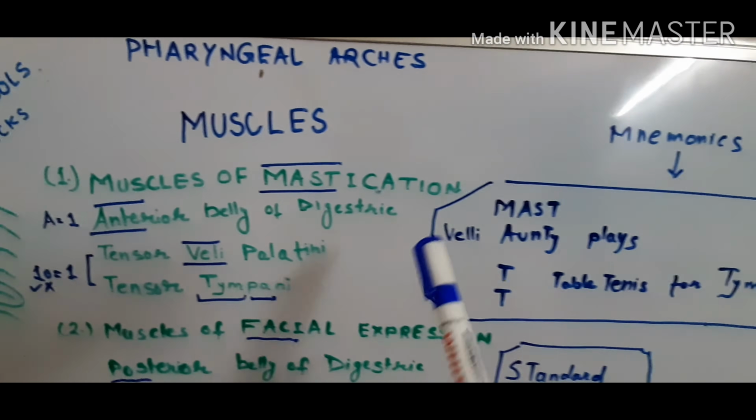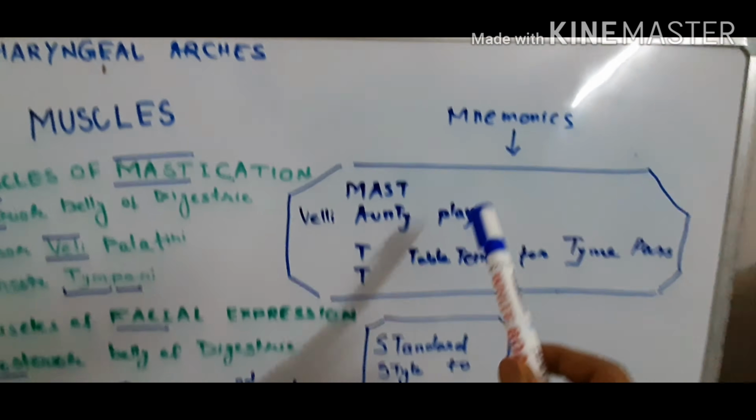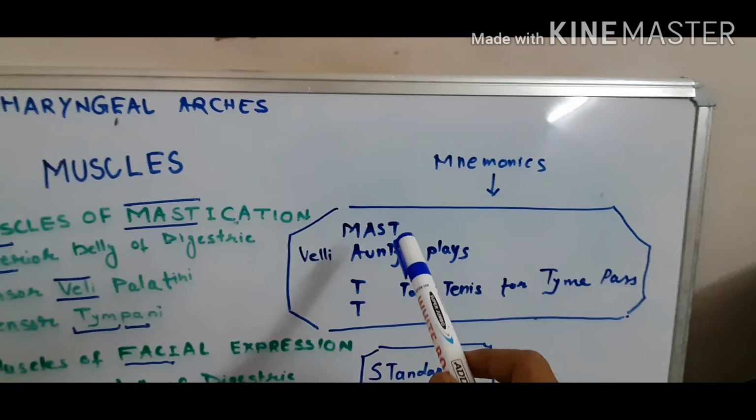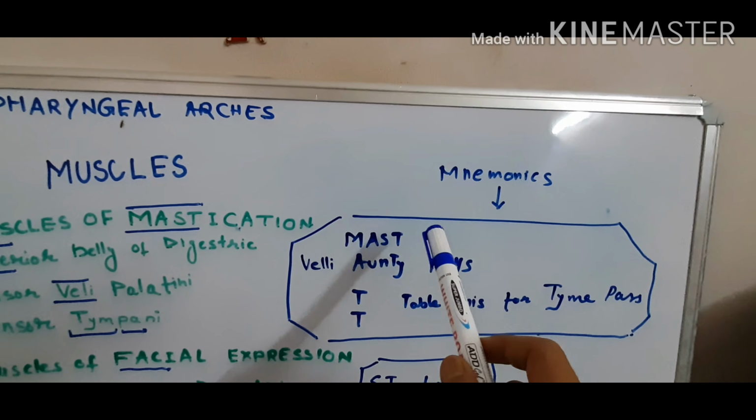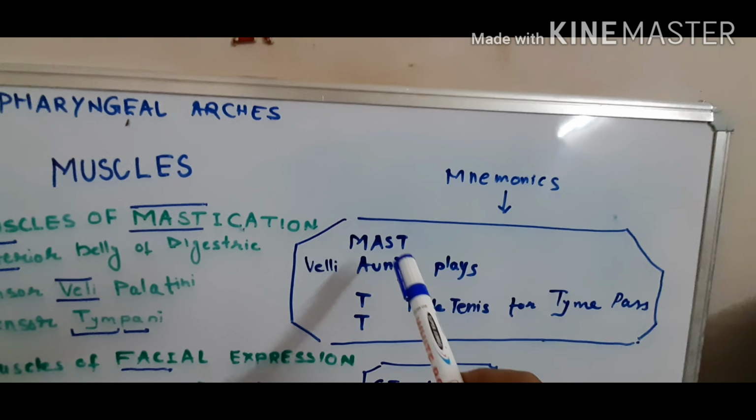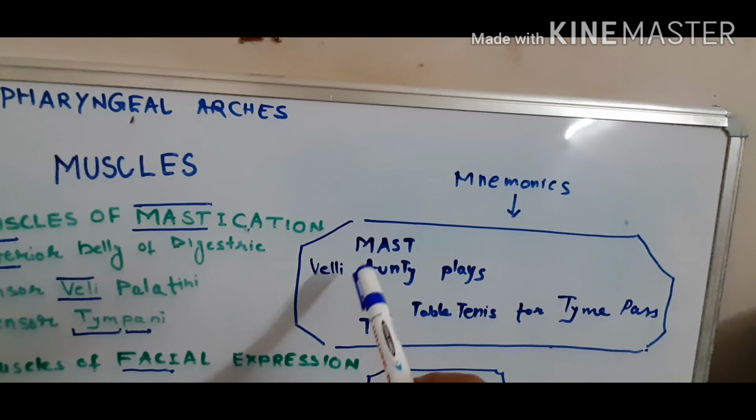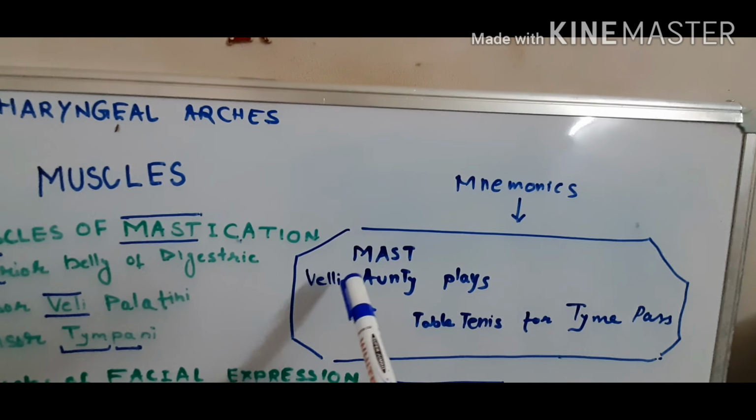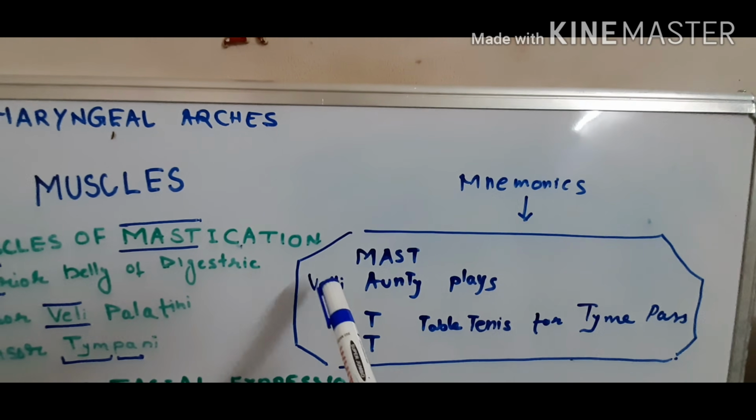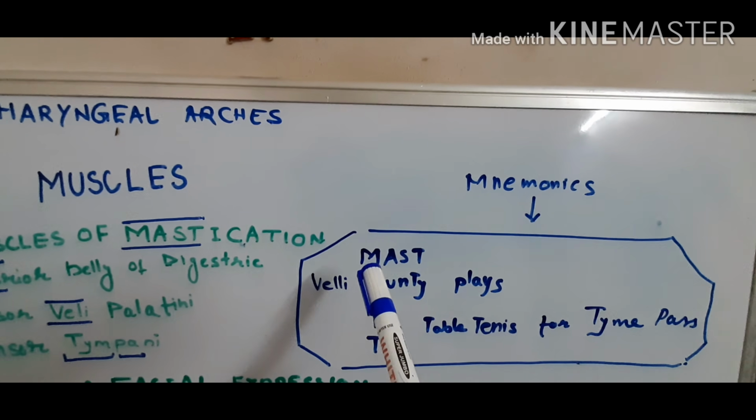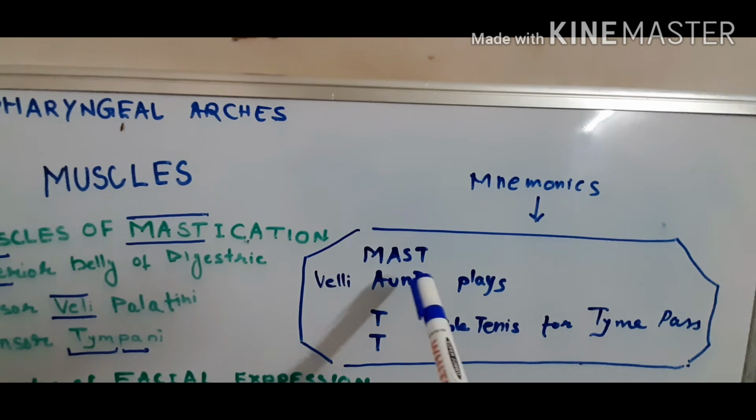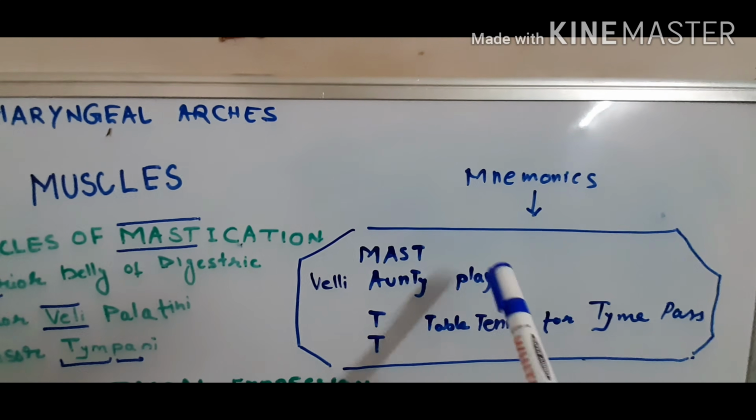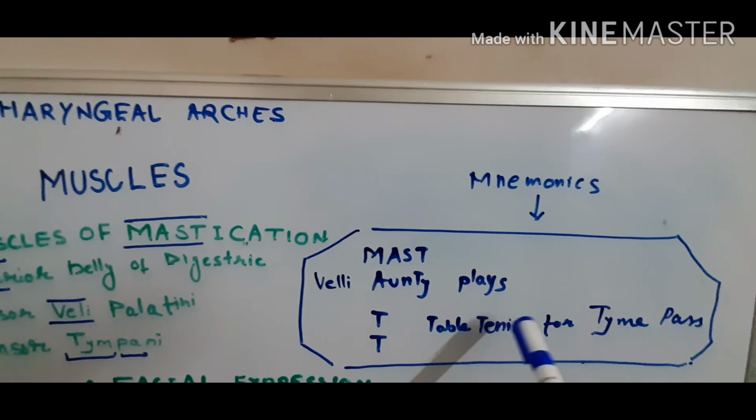Okay, and here the mnemonic is like this, the whole thing is the mnemonic. So here must auntie, an auntie who is must, so must veli auntie. Veli means in Hindi, in Punjabi, veli means someone who has no work to do. Veli means who can do anything, basically no work has to be done by this person. So vela or veli we call them. So must veli auntie plays TT, table tennis, for time pass.